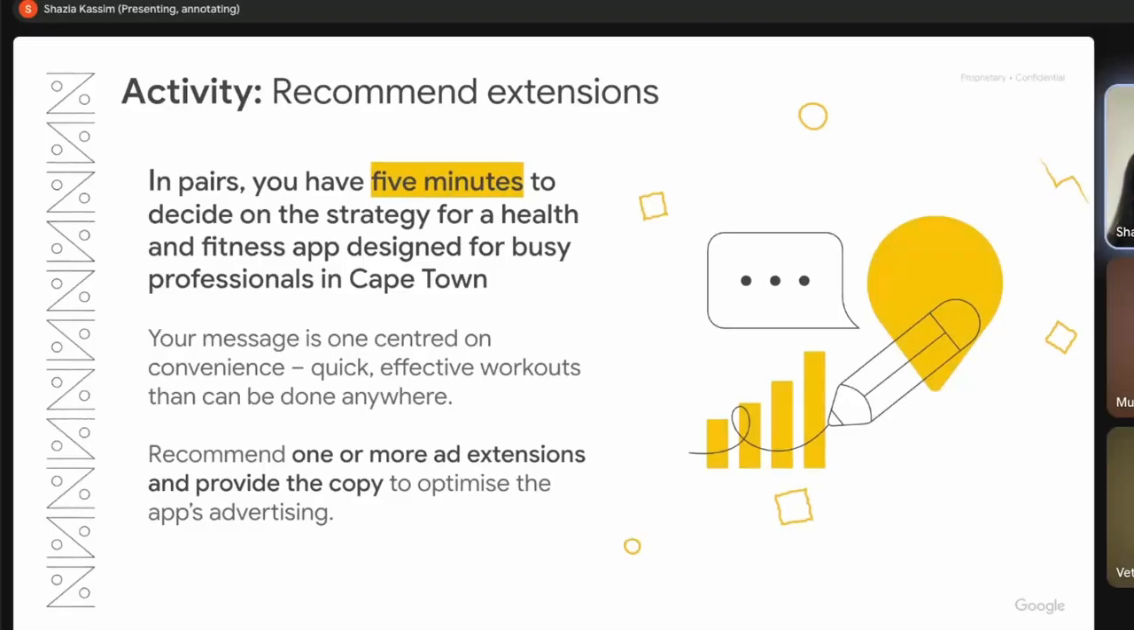Okay, thank you, everyone. We will take 5 minutes to do this activity, and then we will discuss it thereafter. Remember that you have a health and fitness app that is designed specifically for busy professionals in Cape Town, right? And you are going to create ad messaging that focuses on the convenience of quick and effective workouts that can be done anywhere. All you have to do is think about this and recommend one or more ad extensions to optimize for this ad, and you can provide the copy for the extensions that you recommend as well. We will start with our 5 minutes. Thank you.